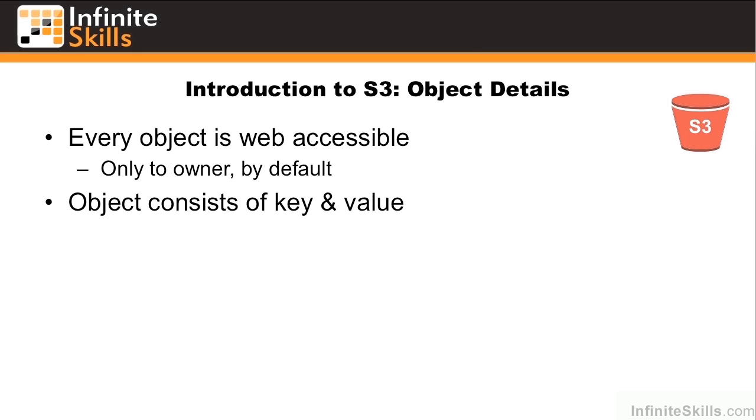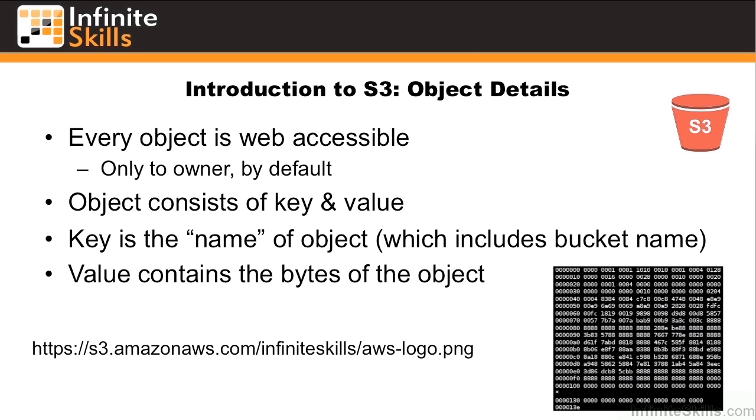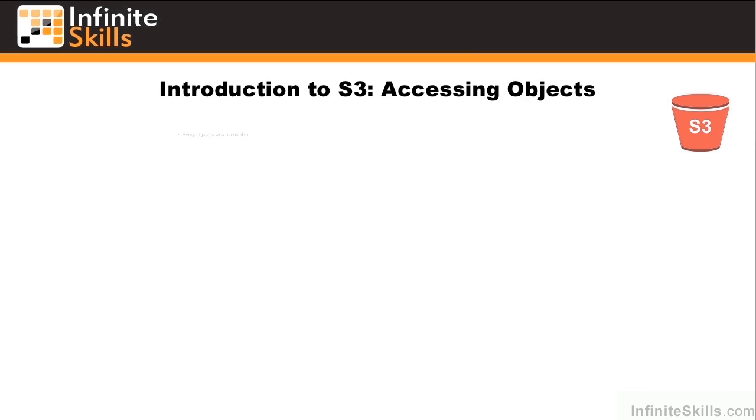Objects consist of a key and a value. The key is the name of the object, which includes the bucket name. Here we see that I've created a bucket called Infinite Skills and uploaded a graphic called aws-logo.png. The value contains the bytes of the object, how to actually re-represent the object when it comes back out. One important thing to note here is that although this looks like a folder, it's actually a key into the file. The implication of this is that those slashes in between, although they look like file paths, are actually just part of the key itself.